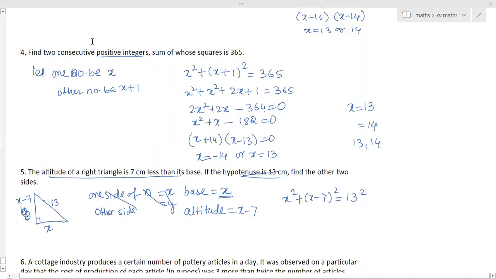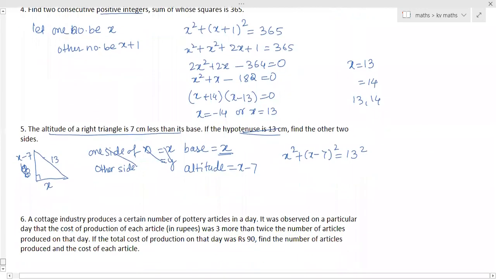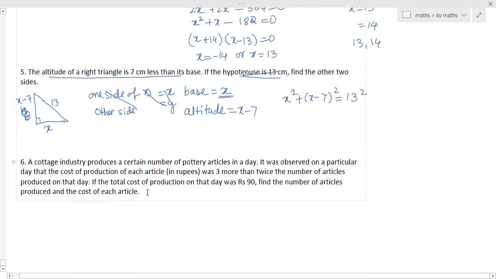Ma'am, x is equal to minus 5 or x is equal to 12. Yes, right. But how is a minus value possible? Is a side possible with a minus value of x? x is equal to 12. Though minus 5 you got, minus 5 is not possible as length cannot be negative. Ma'am, base is 12 centimeters and altitude is 5 centimeters. Yes, right.